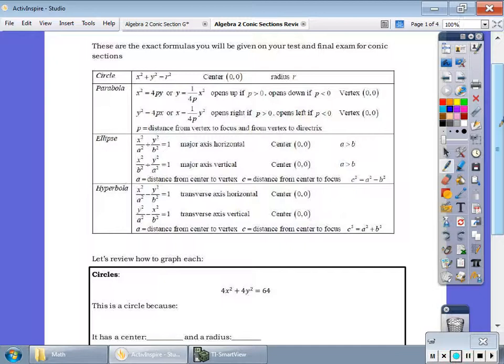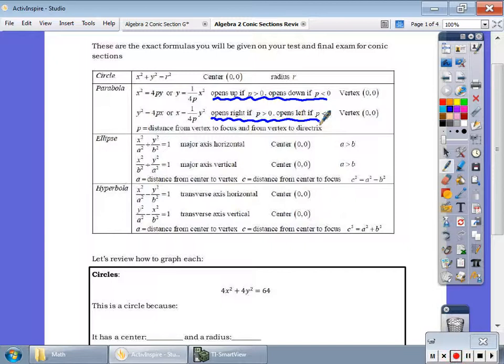We've got circle here, x squared plus y squared is r squared. Parabola, x squared equals 4py or y squared equals 4px. We'll be going over this a little bit later. It says opens up if, opens down if, etc. We've got the ellipses, x squared over a squared plus y squared over b squared is equal to 1. And we've got our hyperbolas down there.